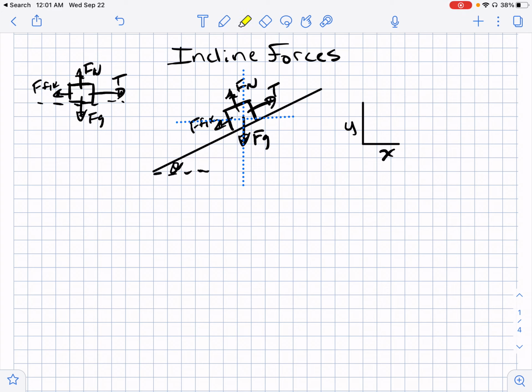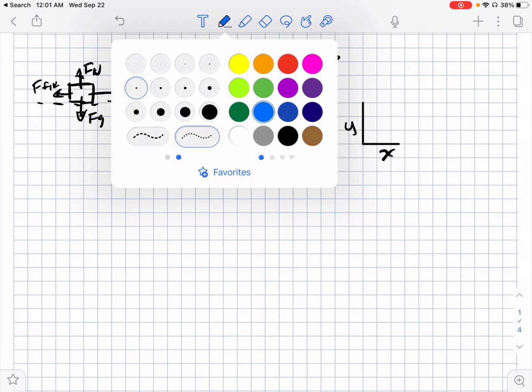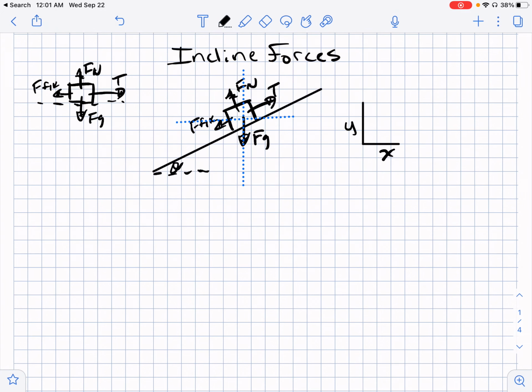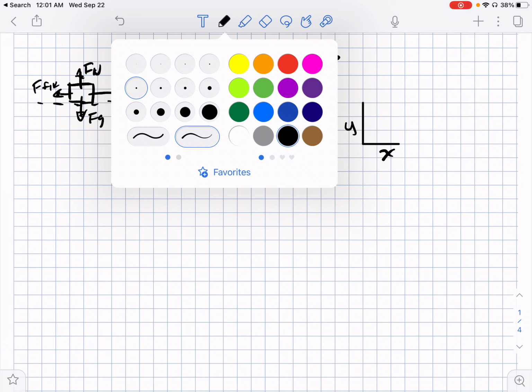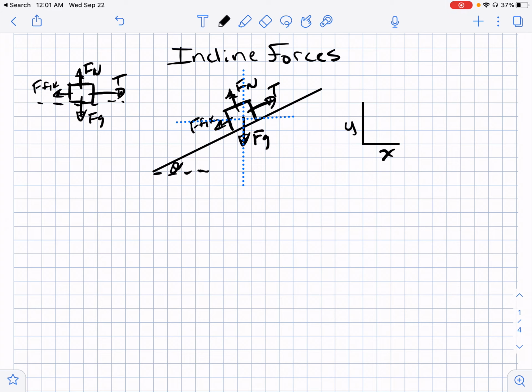And looking at that, let's count all the forces that we have at an angle. Tension is at an angle, my normal force is at an angle, and my friction is at an angle. So we have three forces at an angle that we would have to break down into their x and y components. Now we have an alternative to this.